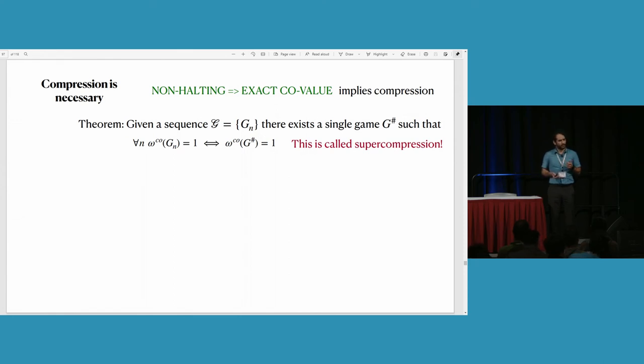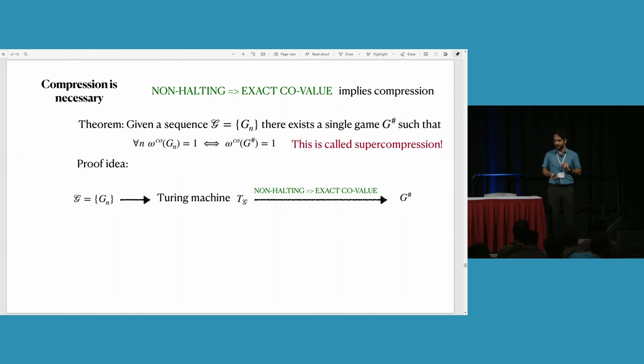So how do we prove this theorem? The proof idea is very simple. We first start with the sequence of games Gn. We construct a Turing machine out of this sequence. We call it T of G. Then we have this reduction from non-halting to exact covalue. So I apply this reduction to the Turing machine to obtain another game. Let's call that G compressed. From the properties of the reduction, I immediately see that the covalue of G compressed is 1 if and only if the Turing machine doesn't halt.